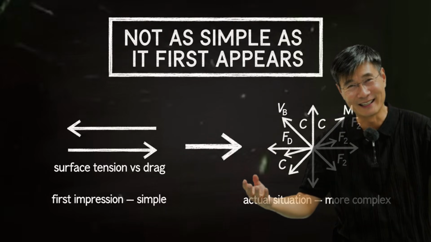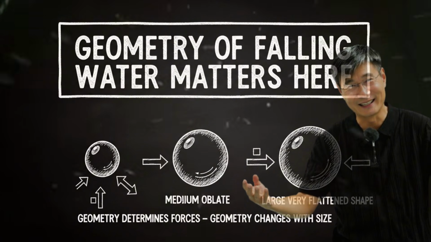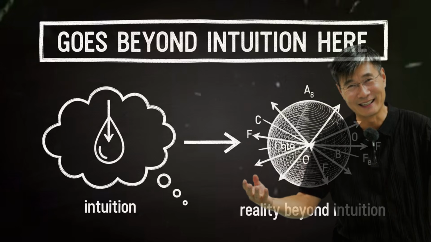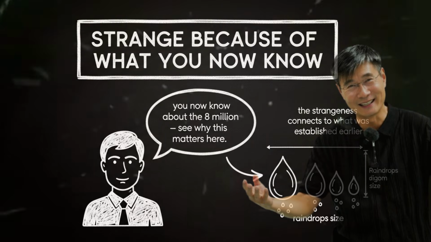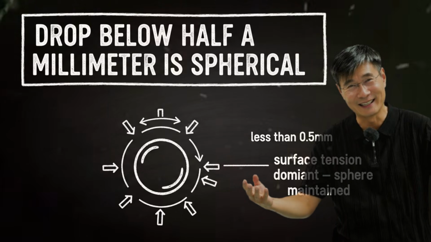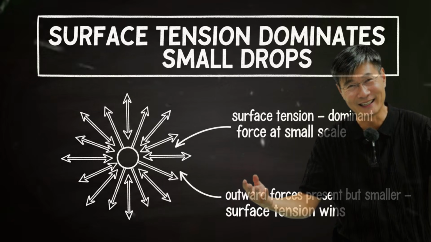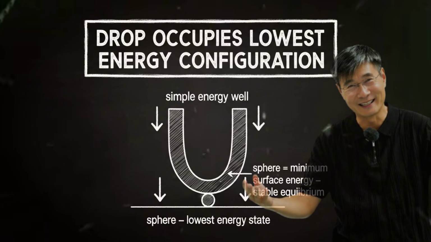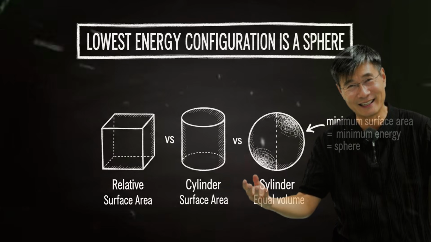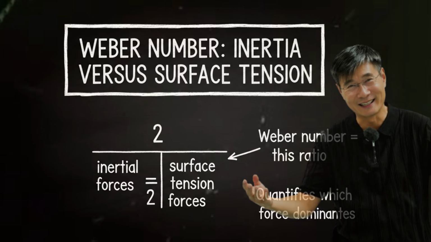A drop at 2 millimeters falls at around 6 meters per second. A drop at 4 millimeters falls at about 8. The largest raindrops, near 5 or 6 millimeters, reach terminal velocities around 9 to 10 meters per second, after which increasing drag from their flattening shape prevents further acceleration regardless of additional size.